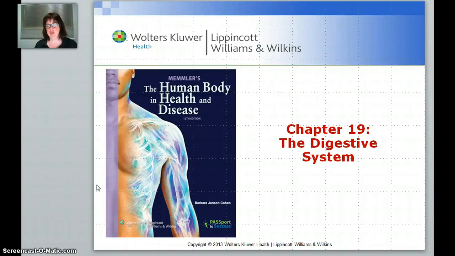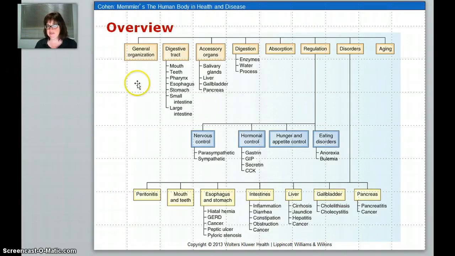Hello and welcome to Chapter 19, the digestive system. In the digestive system, we're going to look at general organization, look at the digestive tract itself and the accessory organs, talk about digestion in terms of the enzymes and the process, talk about absorption and where the stuff goes.